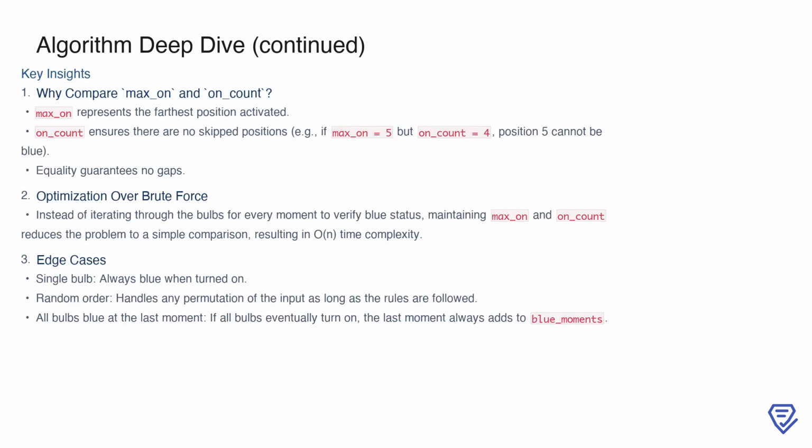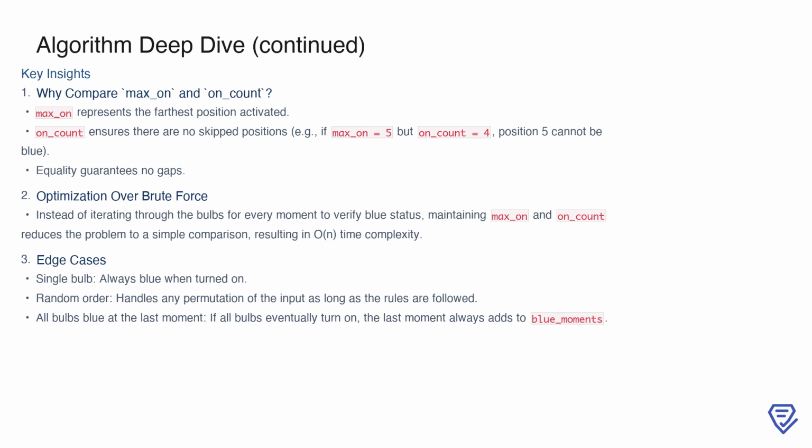Now let's dive deeper into some key insights about the algorithm. The comparison between max_on and on_count is critical because max_on represents the farthest position of bulbs that have been activated, while on_count ensures there are no missing bulbs in the sequence. For example, if max_on is 5 but on_count is only 4, it means the fifth bulb is on, but not all the preceding bulbs are, so the fifth bulb cannot be blue. This equality check is what guarantees the sequence is complete up to max_on.